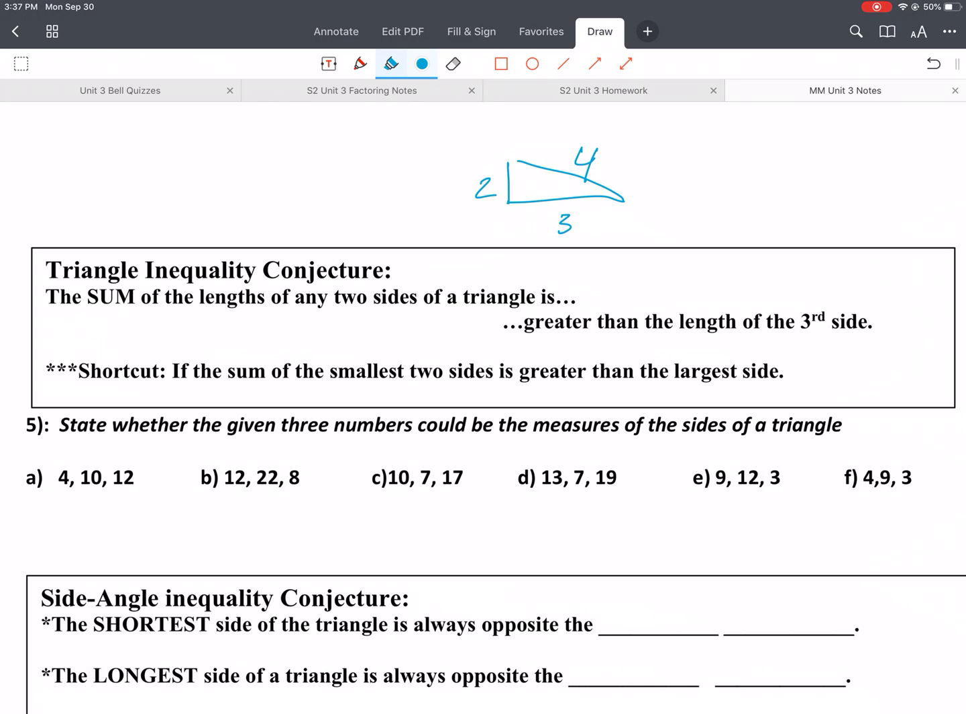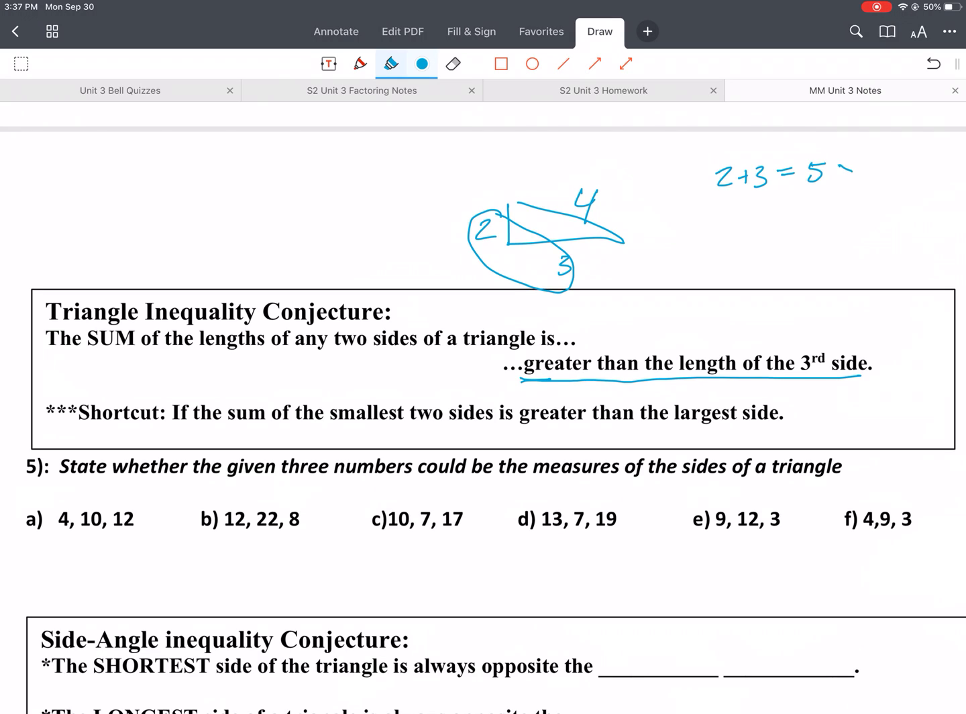Anyways, so if we add these two sides, we'd get 2 plus 3, which gives us 5. And the conjecture says that the sum of the lengths of any two sides of a triangle is greater than the length of the third side. So we want to compare that to the other side. So 5 is greater than 4. Check. Okay, next we try maybe these two sides. 3 plus 4, which is equal to 7, is 7 greater than the other side, which is 2? Check. And then we'd check the very last one.